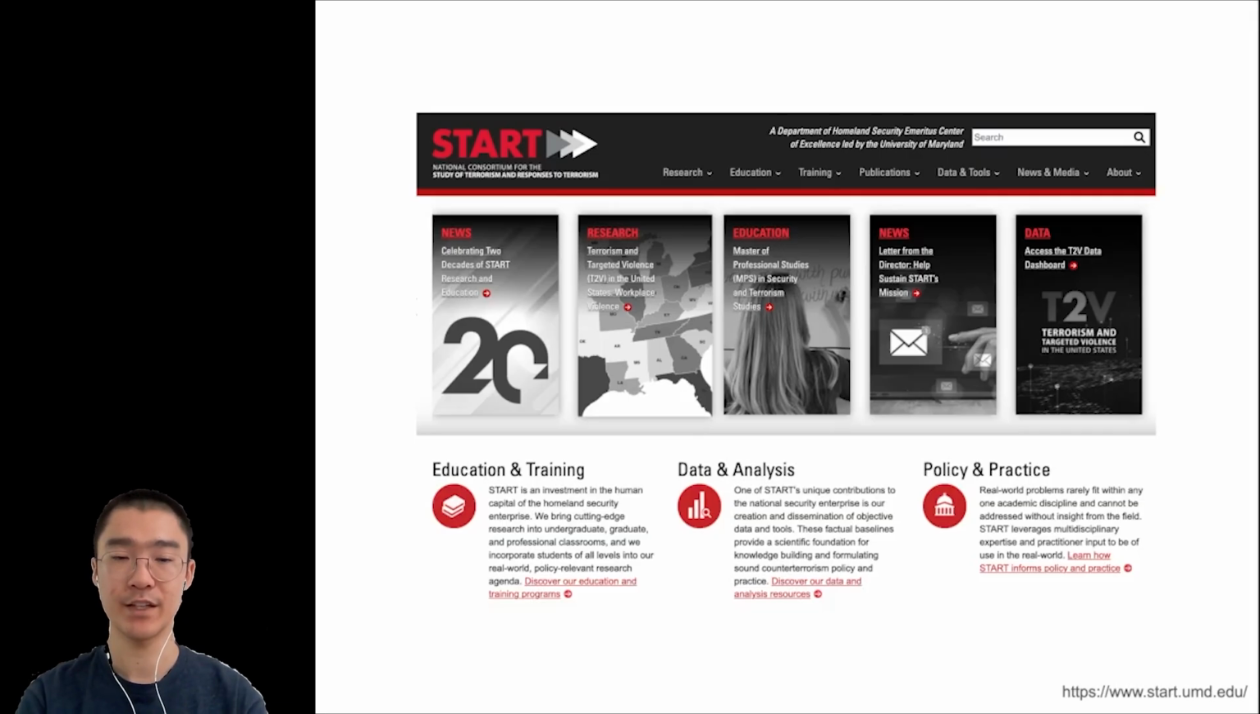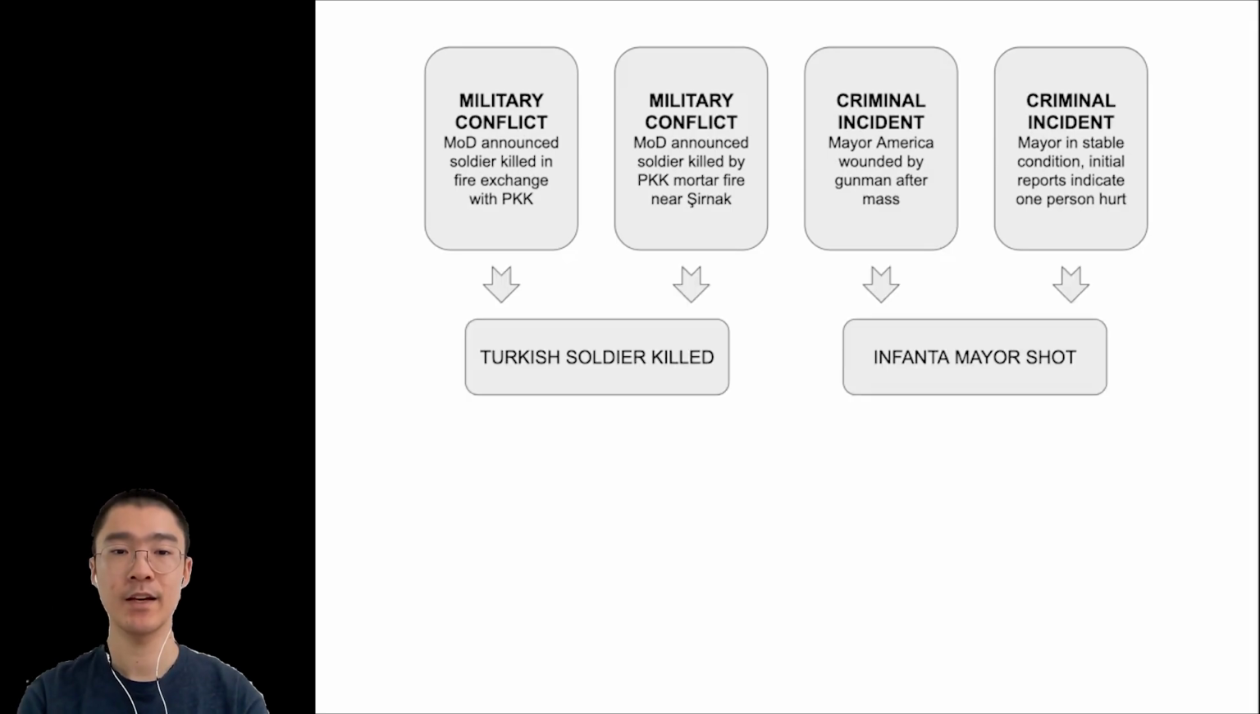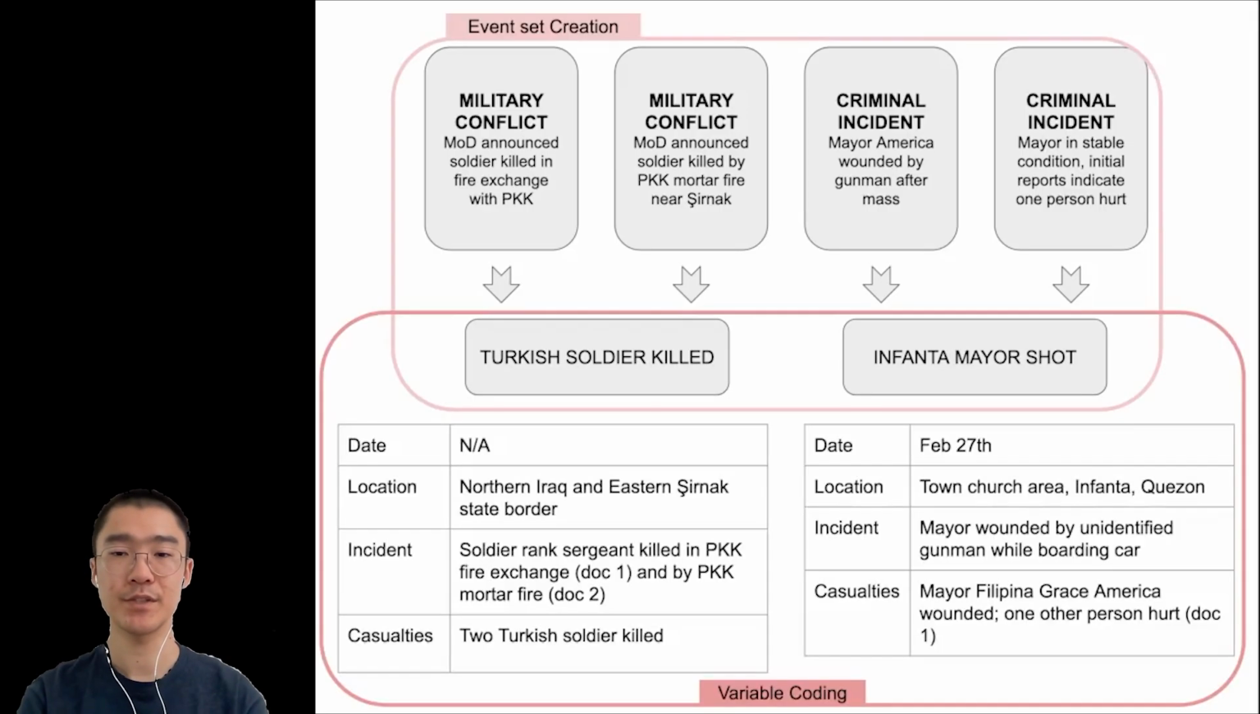We'll work with them to figure out how much AI could speed up their manual pipeline of annotating events. The first step is to group documents by the topic. Then, for every topic, we want to extract the date, the protagonist, what happened, and so on. This two-stage process is what GTD does. The first step is event set creation, and the second step is called variable coding.